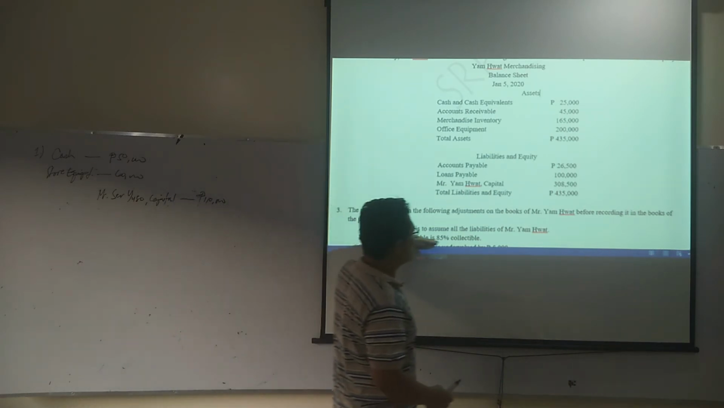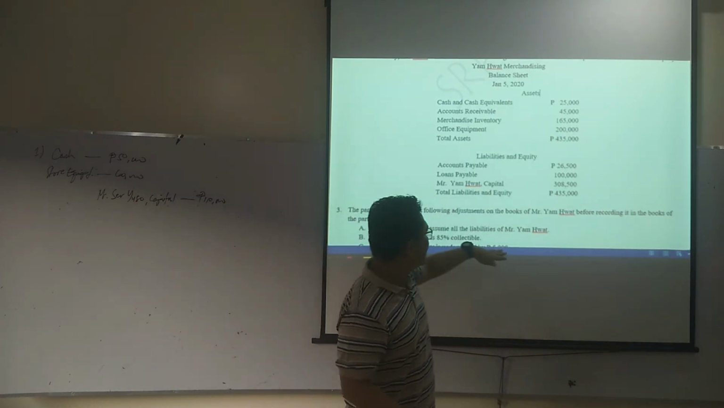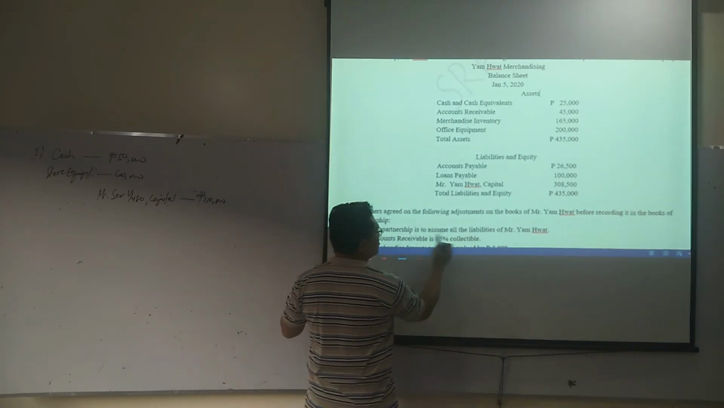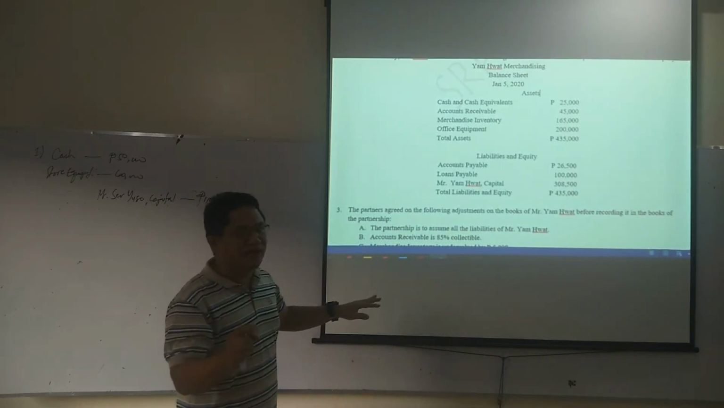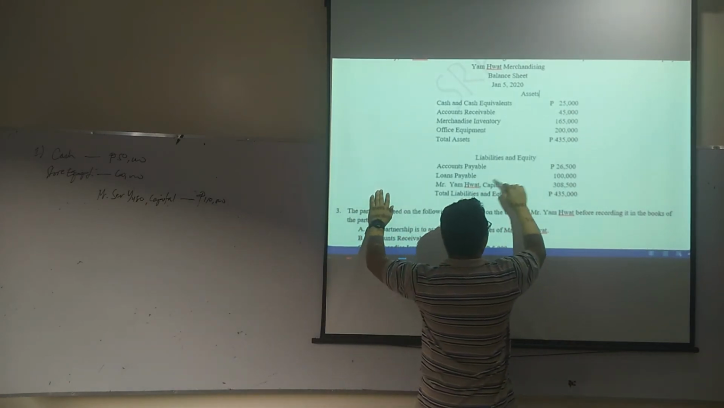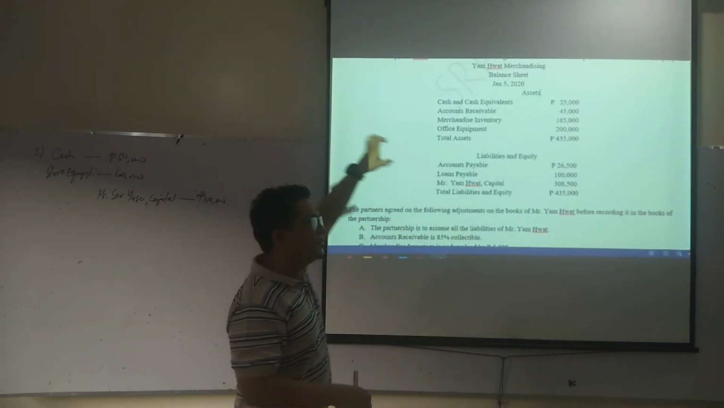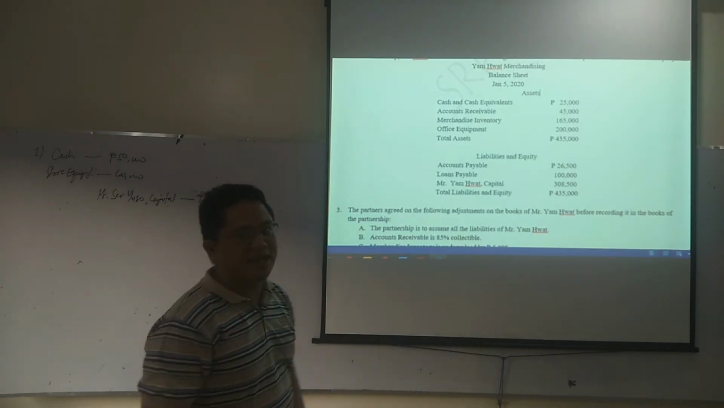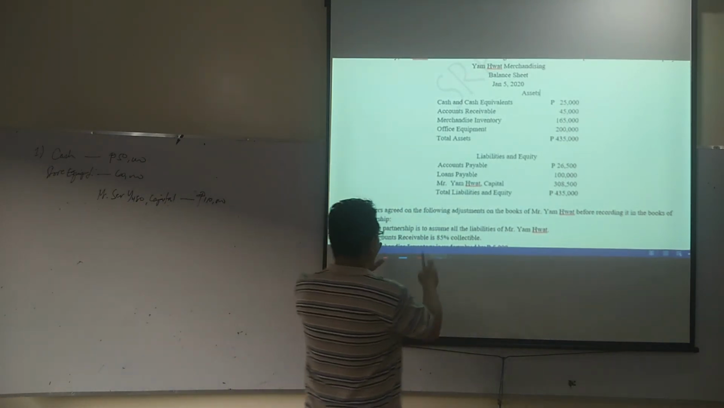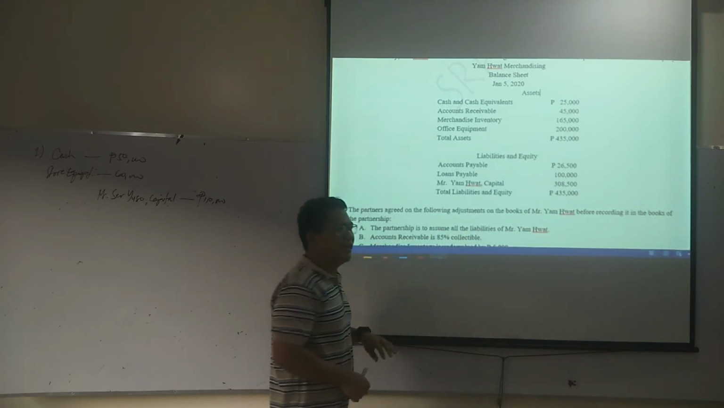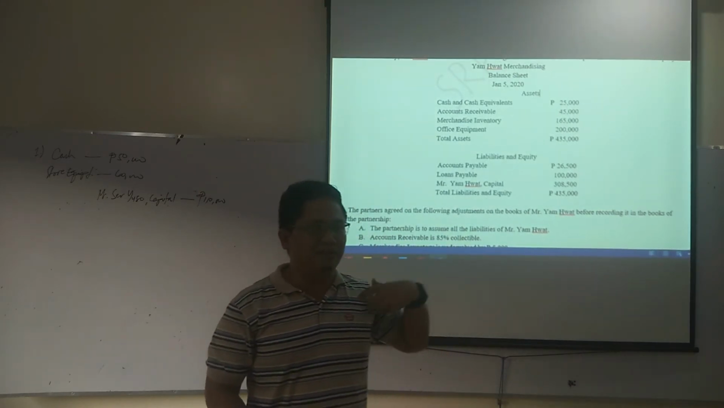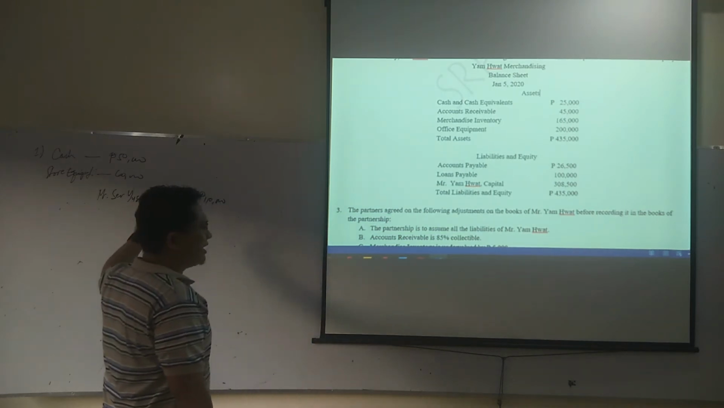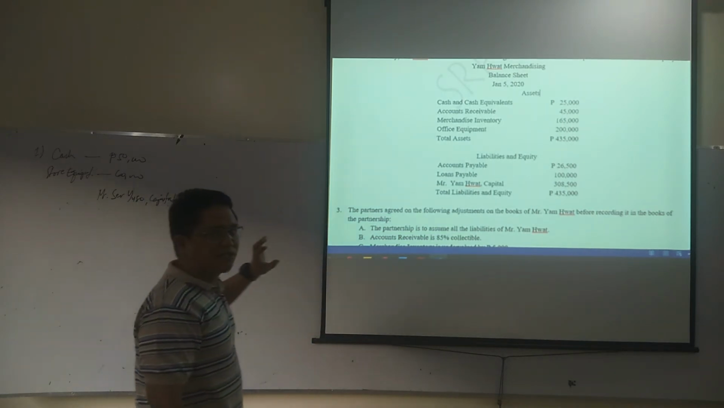The partnership is to assume all of the liabilities of Mr. Watt. When we say the partnership is to assume all the liabilities, meaning all of these liabilities will be transferred or will become part of the partnership liabilities. So that's what we mean when we say the partnership will assume the liabilities. The liabilities will be transferred to the books of the partnership.